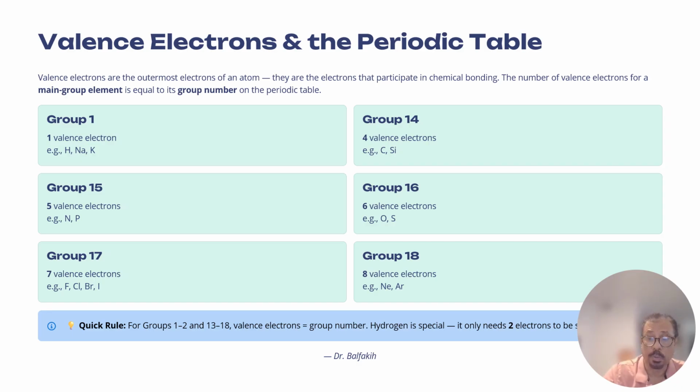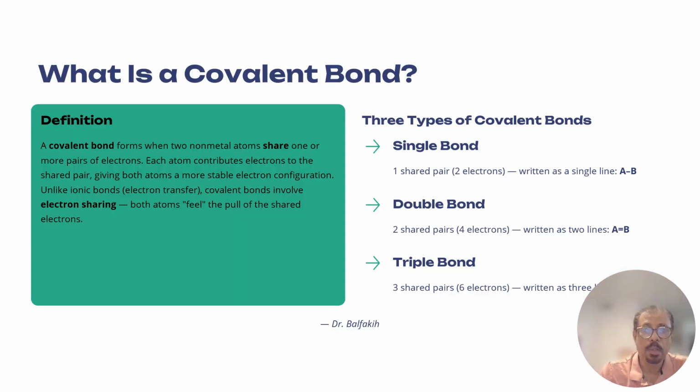Also, we're going to follow the octet rule, as we did with ionic bonds. To remind you, the octet rule says atoms like to have 8 electrons in the valence shell, except hydrogen, which needs only 2 electrons. So these are the definitions.